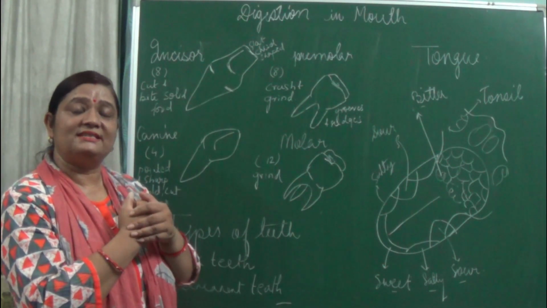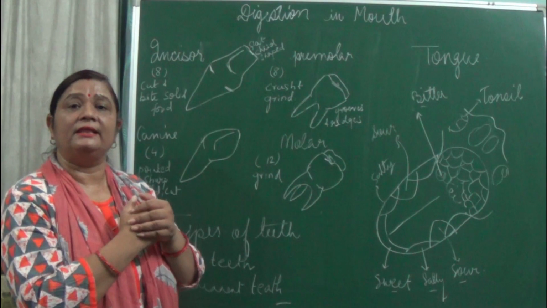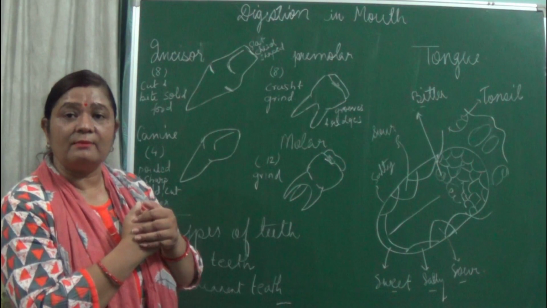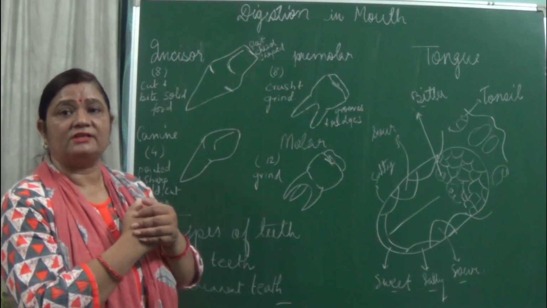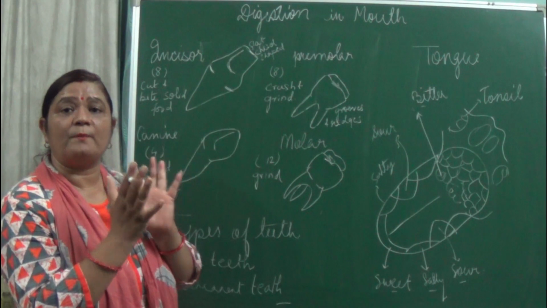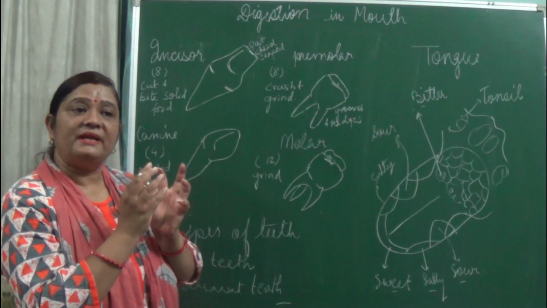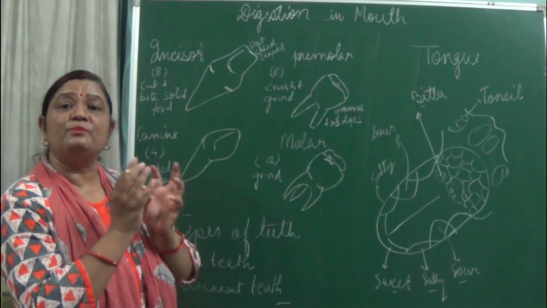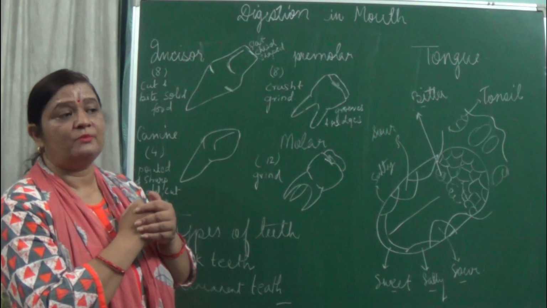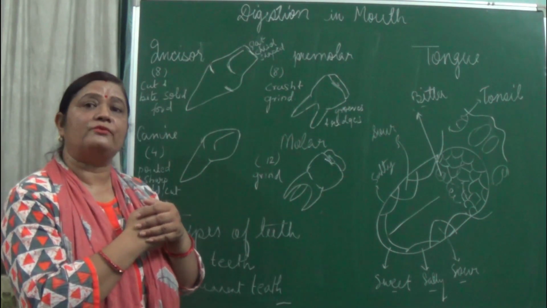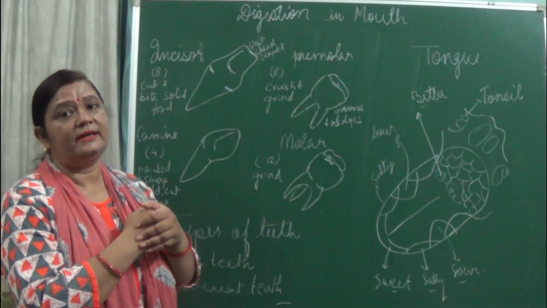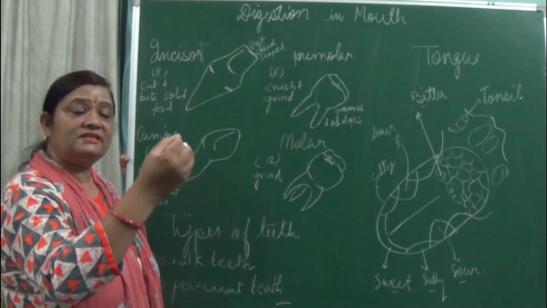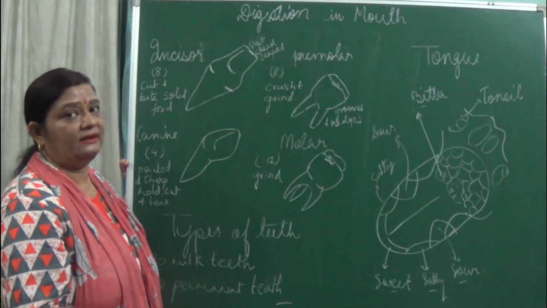What does this enzyme do? This enzyme helps in the partial digestion of starch or carbohydrate. Starch or carbohydrate has a complex structure, and that complex structure is broken down into a simpler form. So partial digestion of starch takes place here, and we say that digestion starts from the mouth itself.